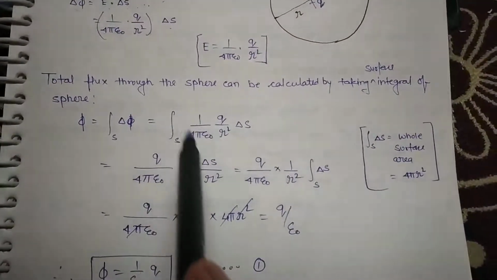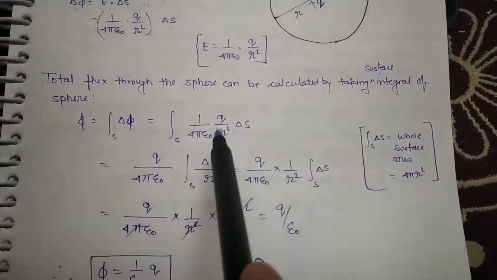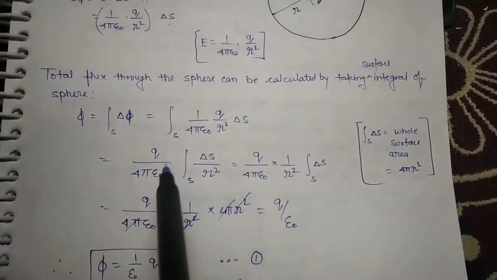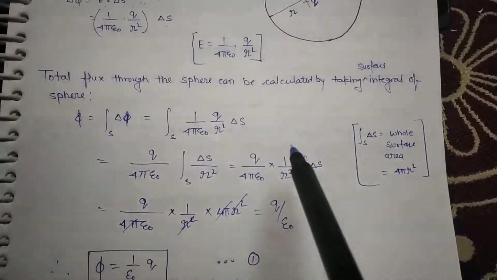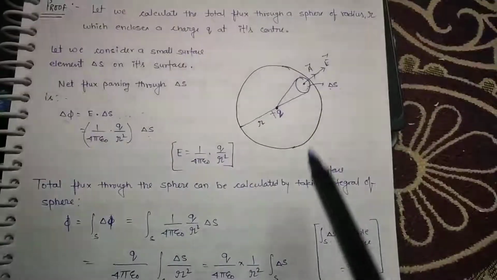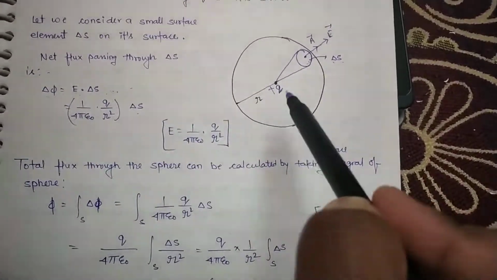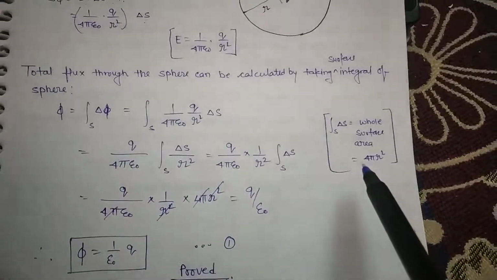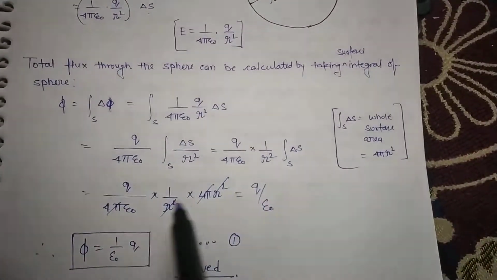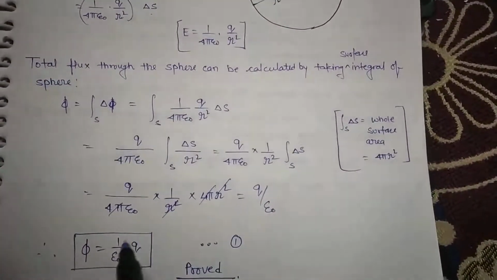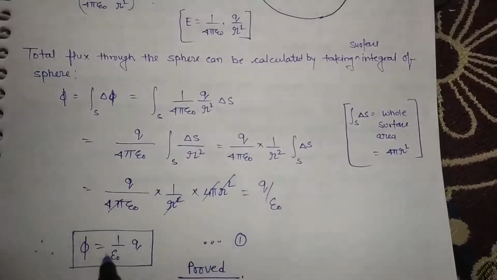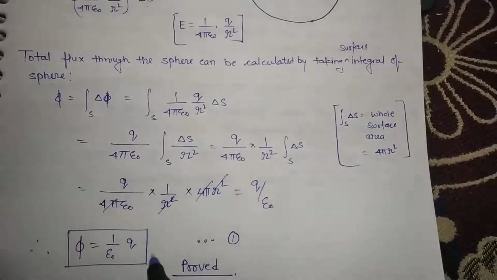For the surface integral, all these are constant terms, so we can take them out. The thing inside is the surface integral of delta S. As we know it's a sphere of radius R, the surface area will be 4 pi r square, as I have placed here. On putting this value we get the required result, phi equal to 1 upon epsilon 0 q. So it's a proof of Gauss's theorem.